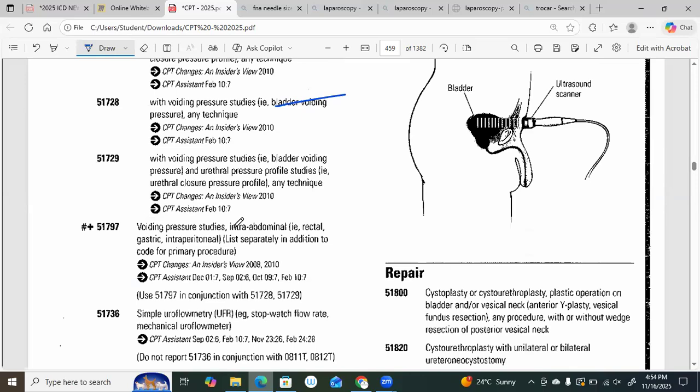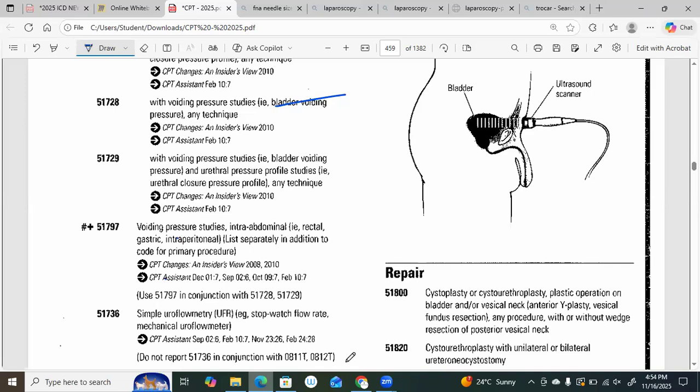So the code 51729 we have to use when the intra-abdominal voiding pressure study is performed with CMG. Then we have to use 29. Next we have 51797. 51797 we have to bill when voiding pressure studies are intra-abdominal. These are the voiding pressure studies for the bladder. This one is intra-abdominal.